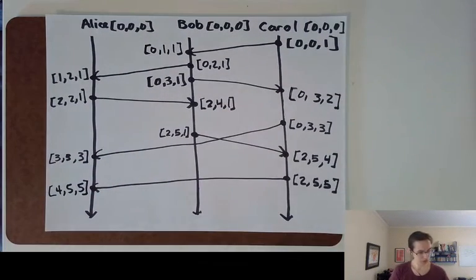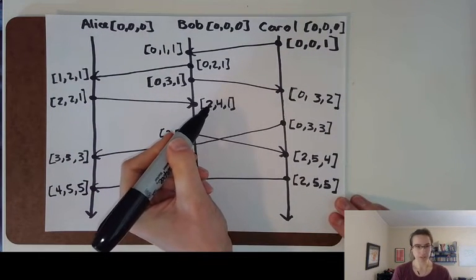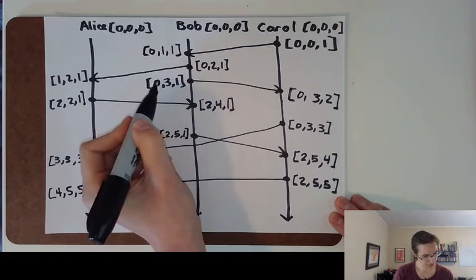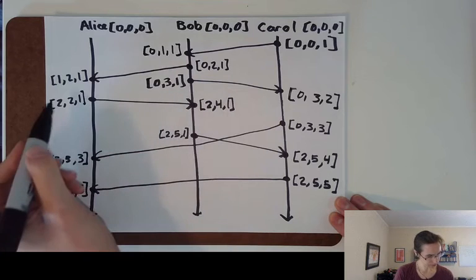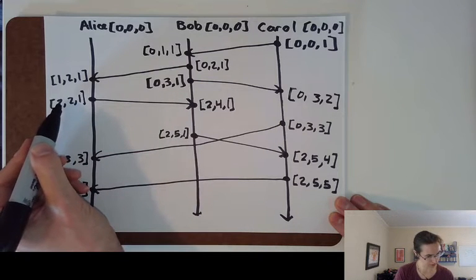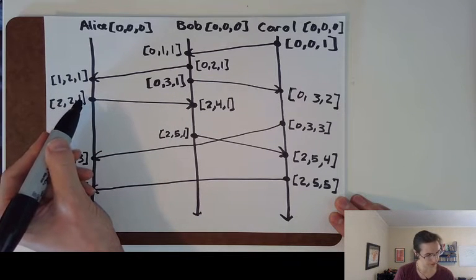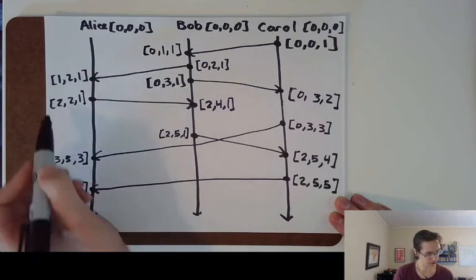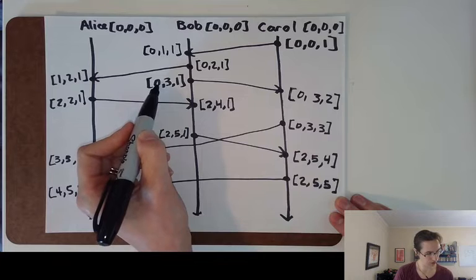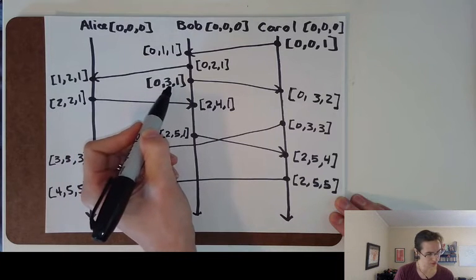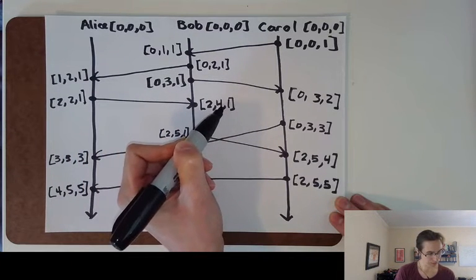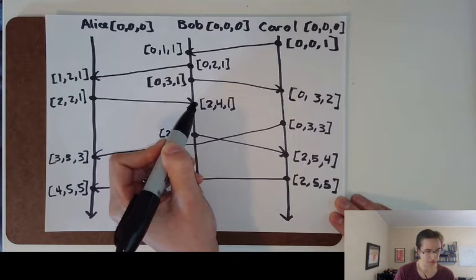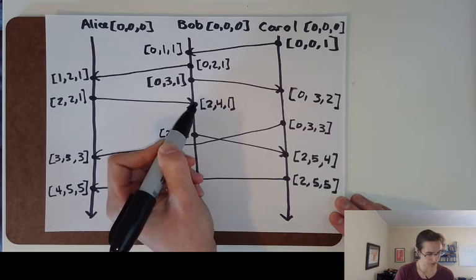So there was a question about this 2, 4, 1 up here. Bob's current clock right here is 0, 3, 1, right? And then Alice has 2, 2, 1. So the way that those get combined is you take the pointwise max of each element. So the max of 2 and 0 is 2, and the max of 2 and 3 is 3. But Bob is incrementing when you receive, that's an event on you. So you increment that.